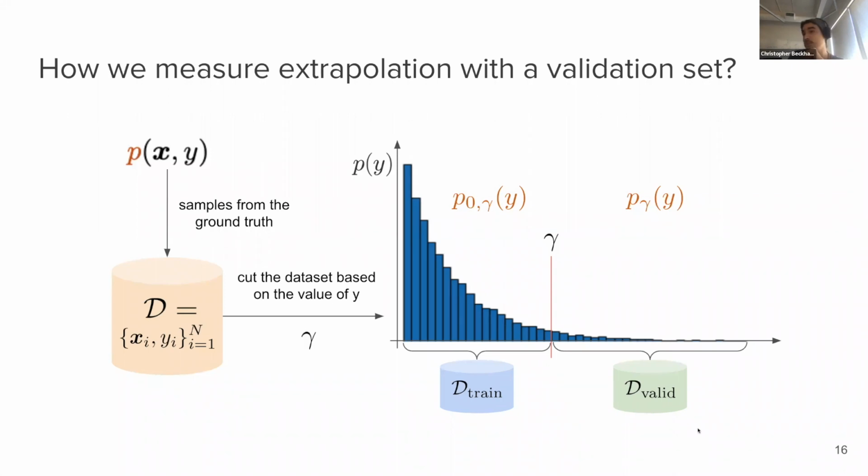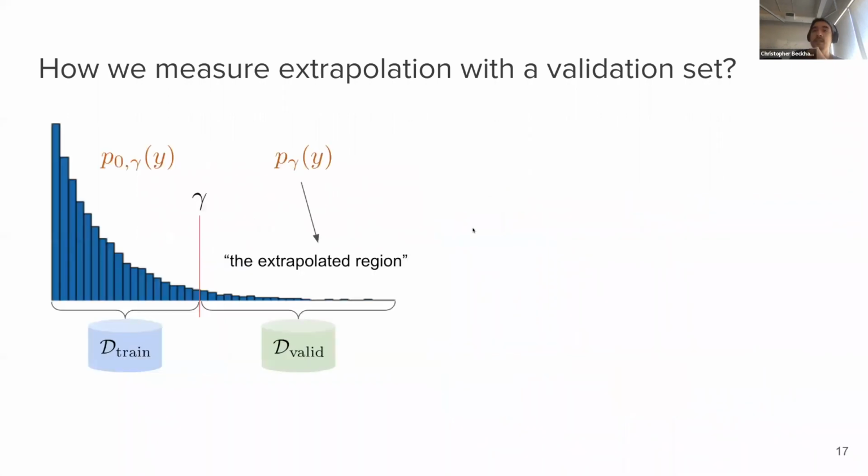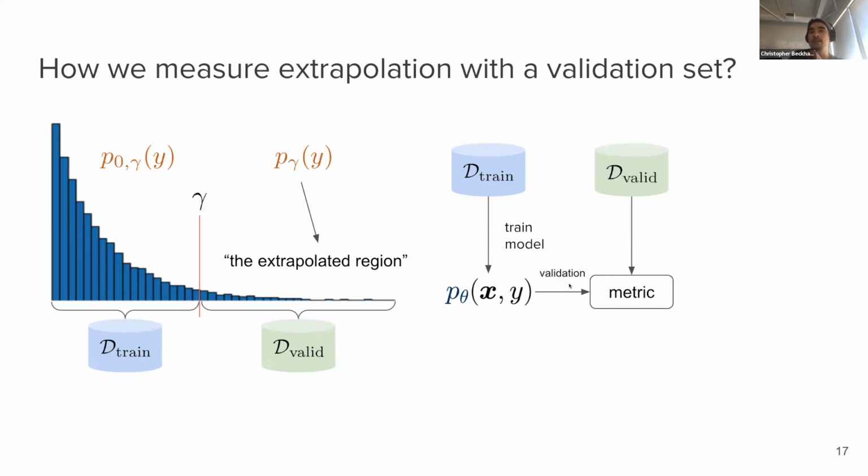And so now these are not from the same distributions. Here I'll just call this the extrapolated region. And the idea is that you would train a model, P of X and Y, basically only on this part. And to do validation, you need to devise some validation metric between this model and the validation set, right?